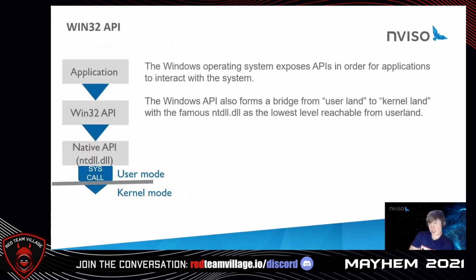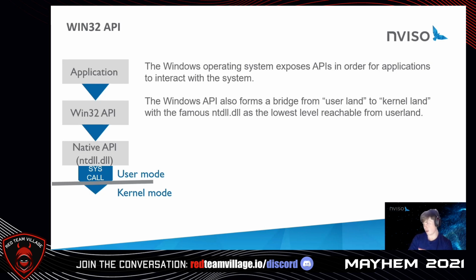So first, before I talk about bypasses, I need to talk to you all about the Windows API, which is dubbed Win32 API. The Windows operating system exposes APIs in order for applications to interact with the operating system. I guess that makes sense for most of you. The Windows API also forms a bridge from userland to kernel land, with the famous NTDLL.dll as the lowest level reachable from userland. I'm going to talk about NTDLL.dll in a second. The really important takeaway of this slide is that everything that interacts with your operating system in the backend uses or leverages these Win32 APIs.